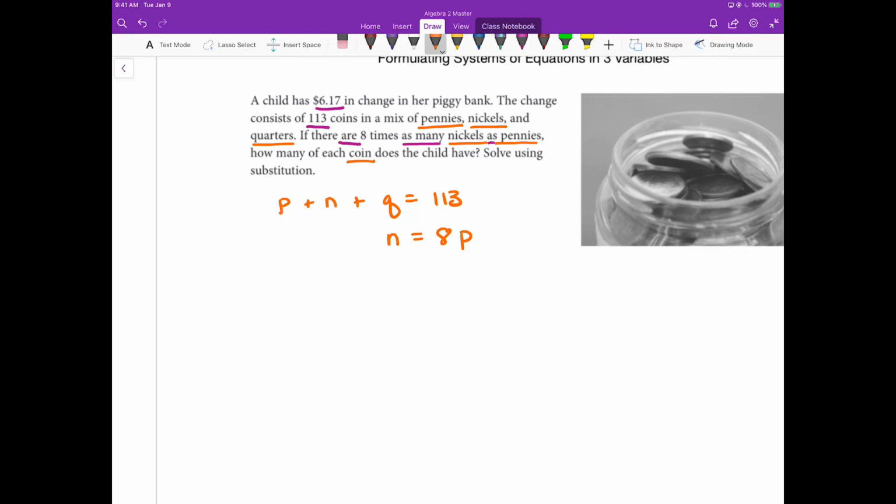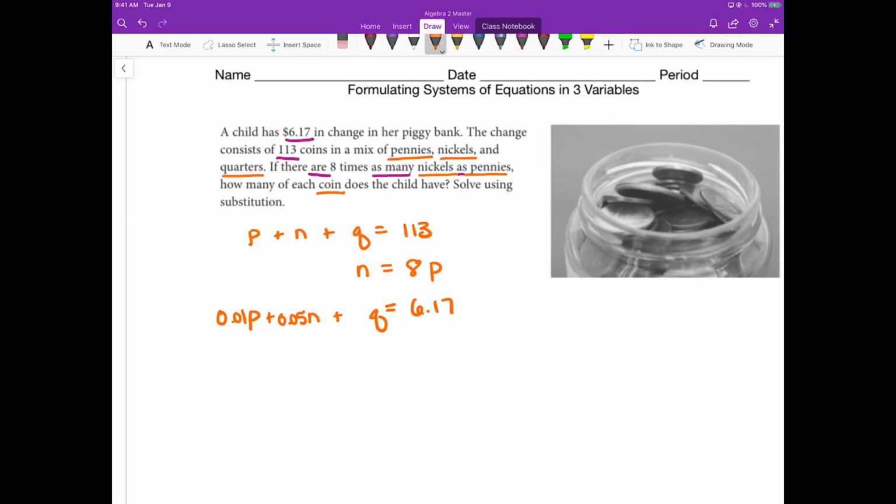And then we have this total of money, the $6.17. And this is where we think about the value of money related to a dollar. A penny, a nickel, and a quarter all make up different values in a dollar. So a penny is 1% of a dollar. A nickel is 5% of a dollar, and a quarter is $0.25, so 25% of a dollar.